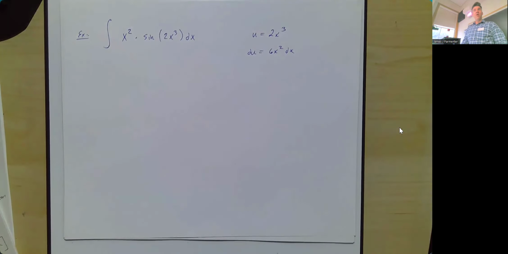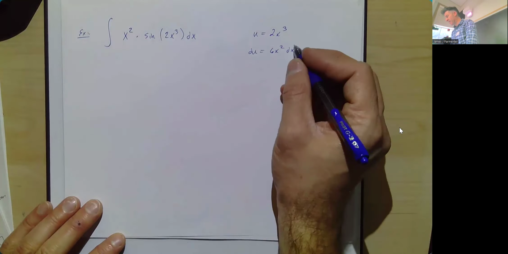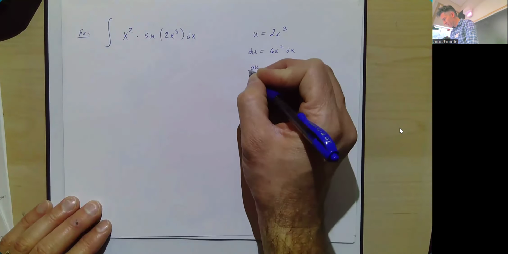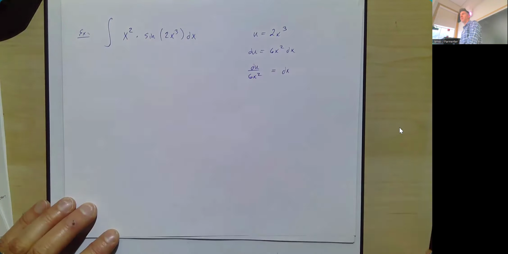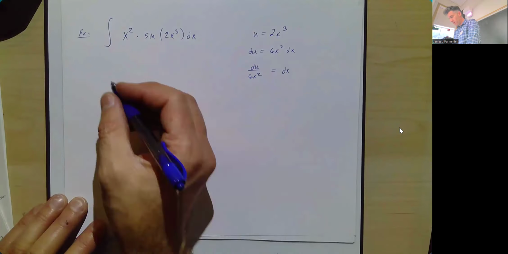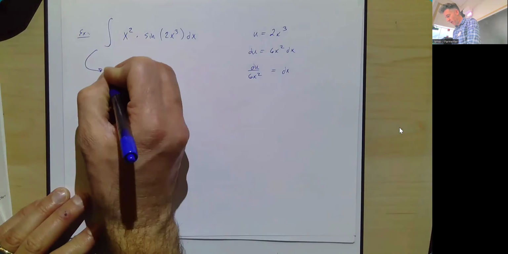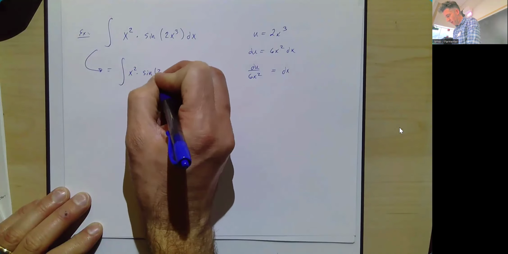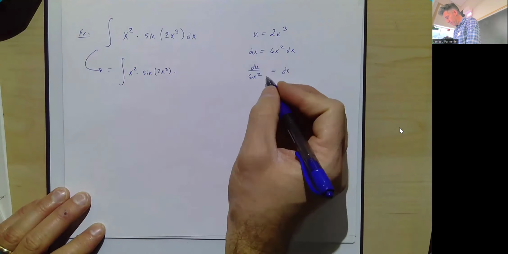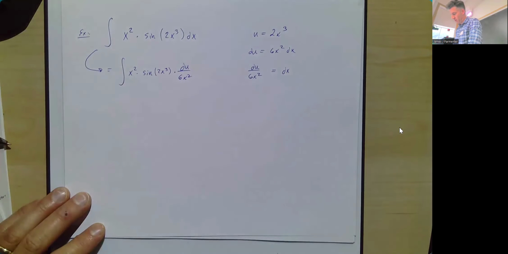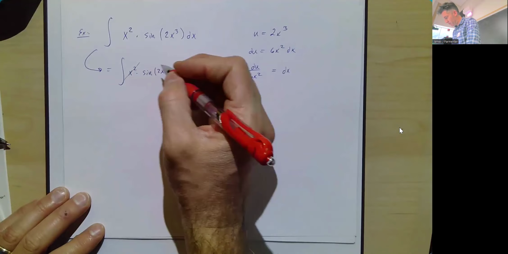I'm going to do it the way I don't like to do it, just for the people that like doing it this other way. I'm going to isolate dx and say that dx is equal to du over 6x squared, even though it's not my favorite way of doing it. But some people really like doing it this way. It's totally fine to do it this way. So I'm then going to rewrite my integral as x squared times sine of 2x cubed times du over 6x squared. The x squareds get to divide to 1.